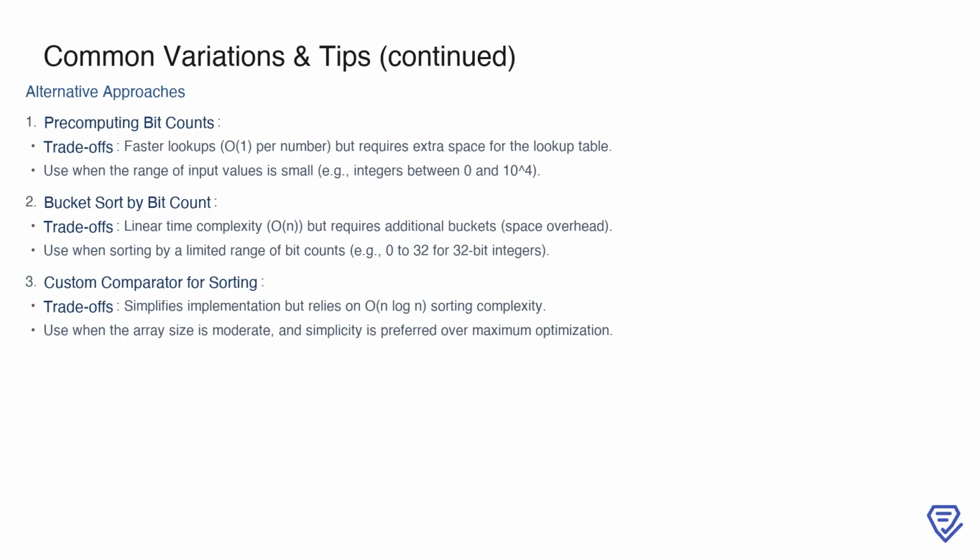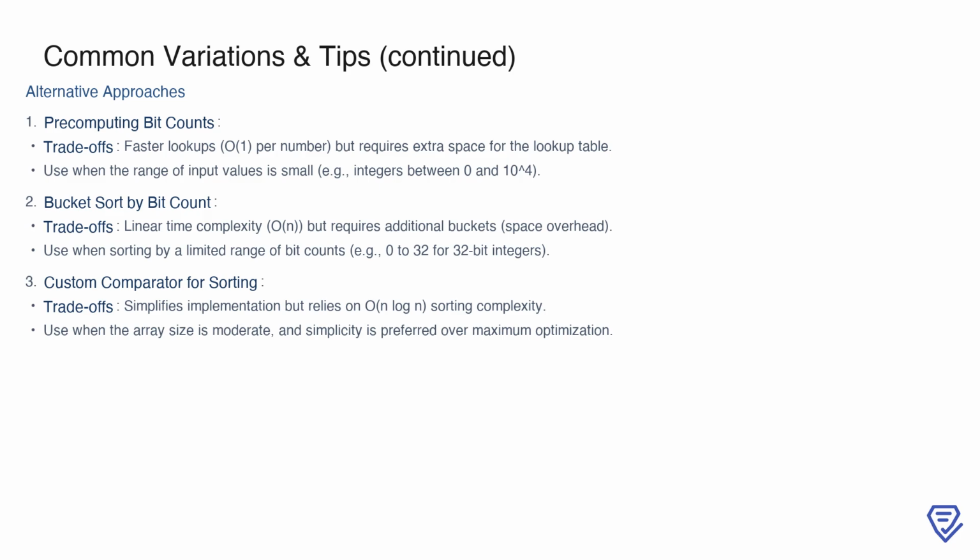Finally, let's consider some alternative approaches to solving this problem. One option is pre-computing bit counts. This approach allows you to achieve O(1) lookups per number, which makes it very efficient during the sorting step. However, it does require additional space for the lookup table, so it's best suited for scenarios where the range of input values is small, such as integers between 0 and 10,000.